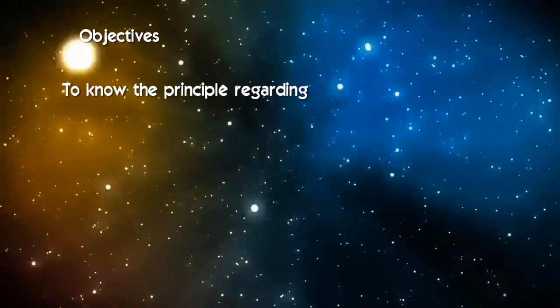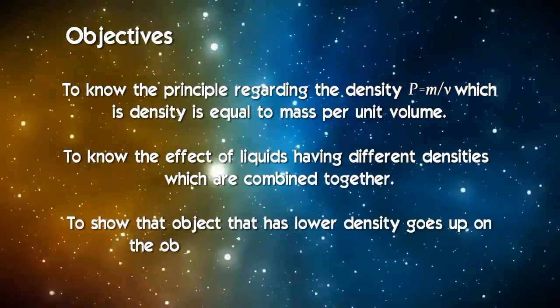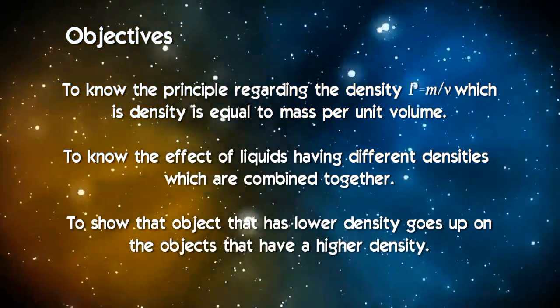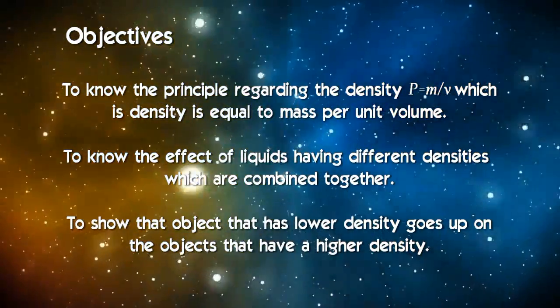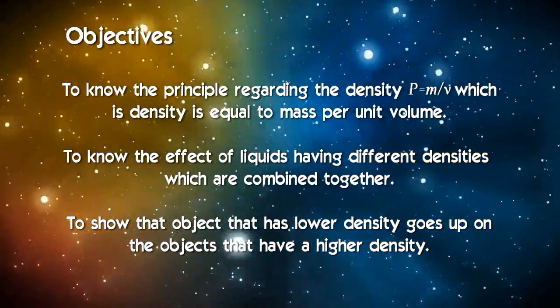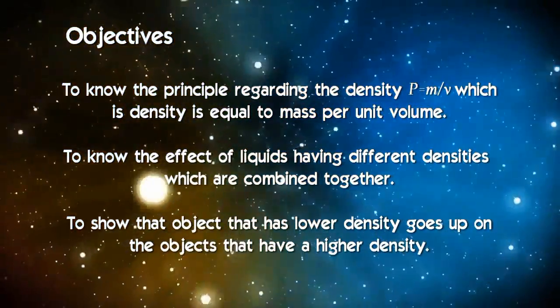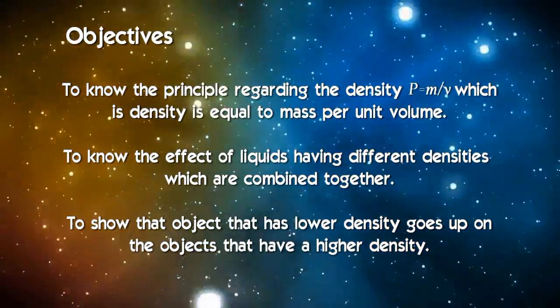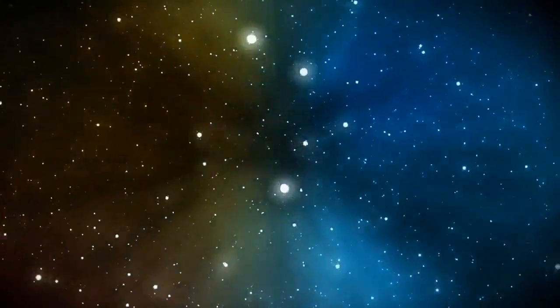For our objectives, at the end of the video, you must be able to know the principle regarding the density ρ equals m over v, which is density is equal to mass per unit volume. Know the effect of liquids having different densities which are combined together, and show that an object that has lower density goes up on the objects that have a higher density.